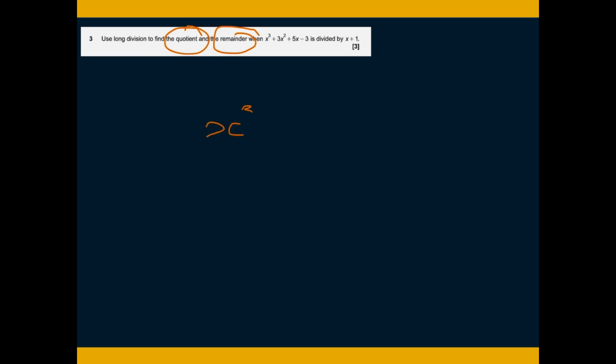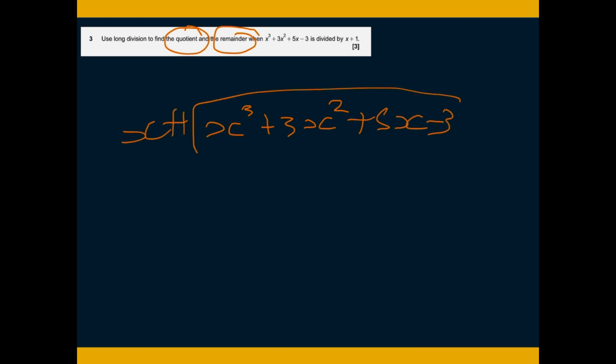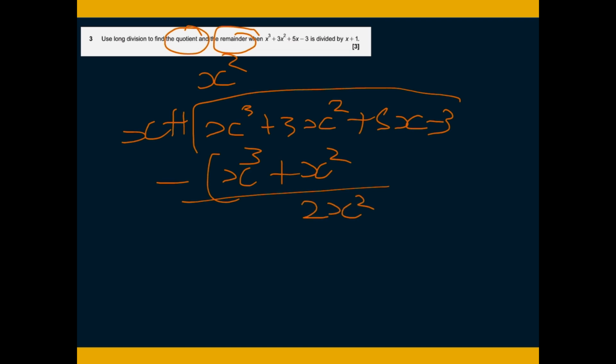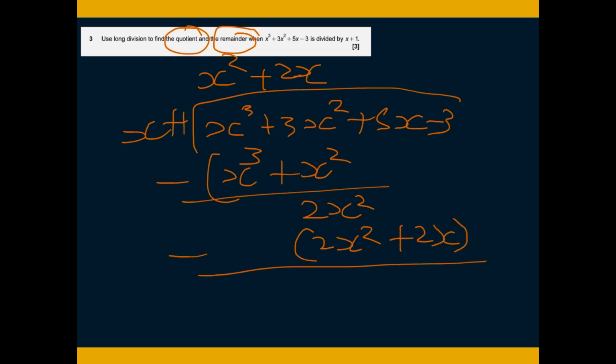So x cubed plus 3x squared plus 5x minus 3 all divided by x plus 1. Now x cubed divided by x is x squared, and we'll subtract that. And then 1 times x squared is x squared. So we get 3x squared minus x squared, which is 2x squared. 2x squared divided by x is 2x, so we'll go there. And then 1 times 2x is 2x. So what's left is 5x subtract 2x, which is 3x.